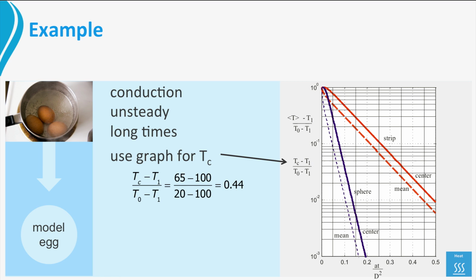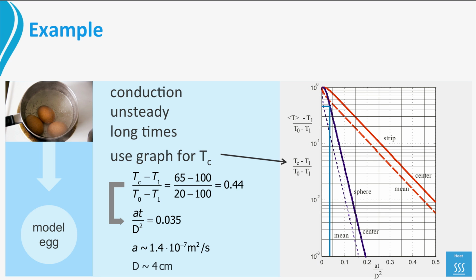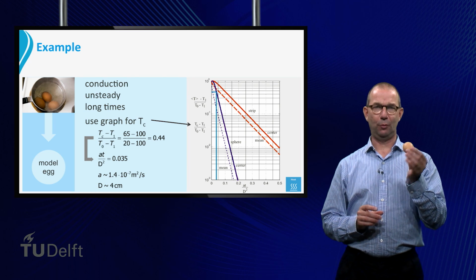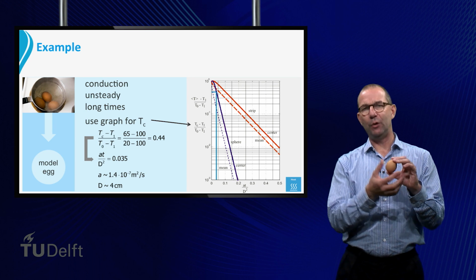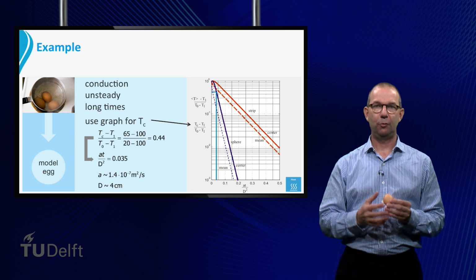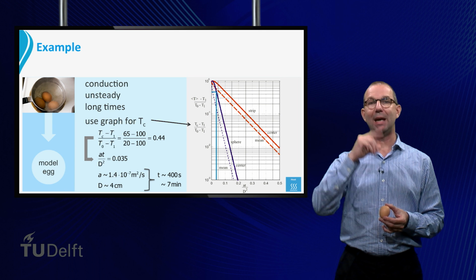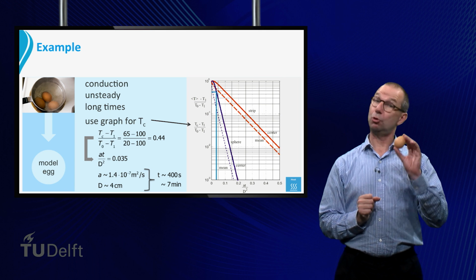Then we read in the graph the full blue line and find for the Fourier number 0.035. Next we estimate A, the heat diffusivity. For egg, that value is about 1.4 10 to the minus 7. We also have to estimate the size of the egg. It will be roughly 4 centimeters in diameter. From that we can compute the time needed, which is 7 minutes. Not bad at all. Ask your mother or try it yourself.